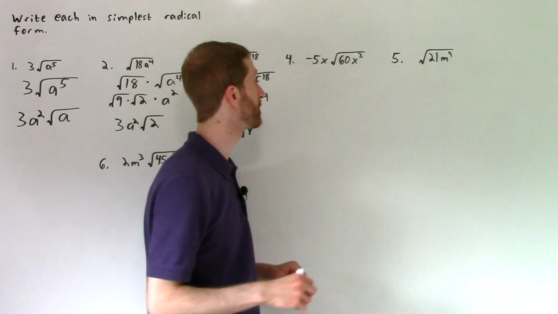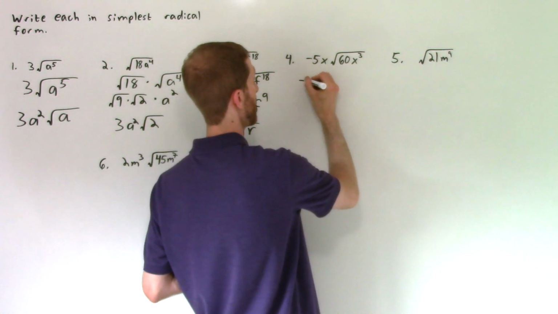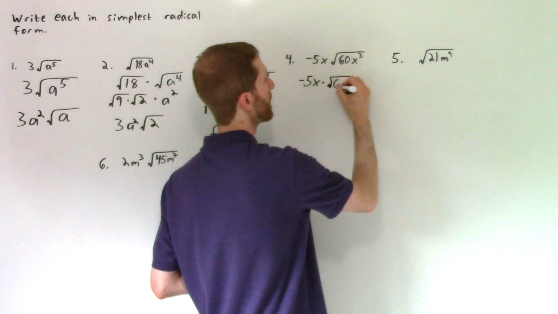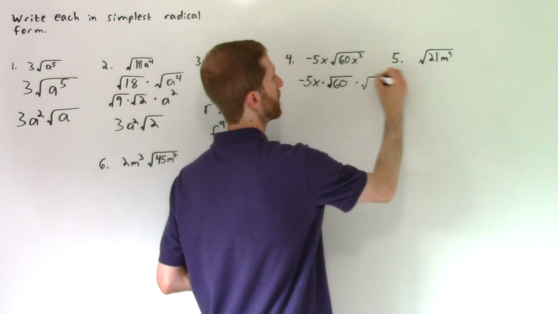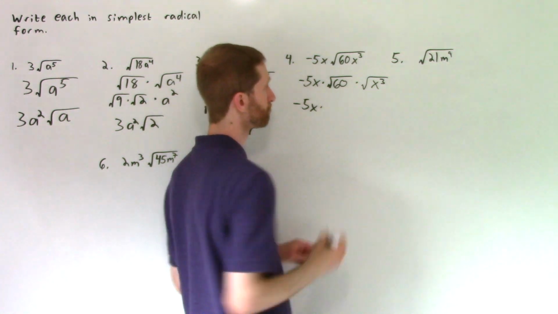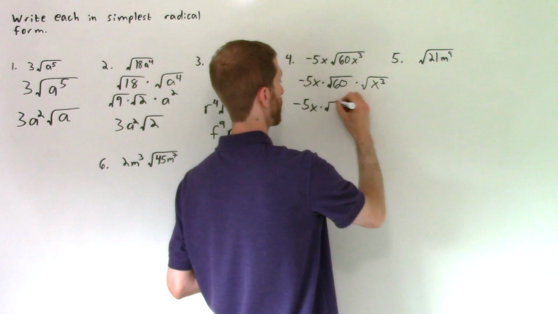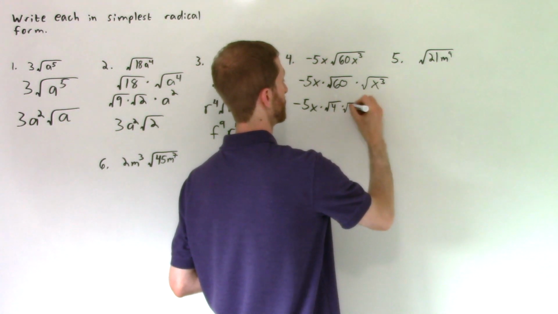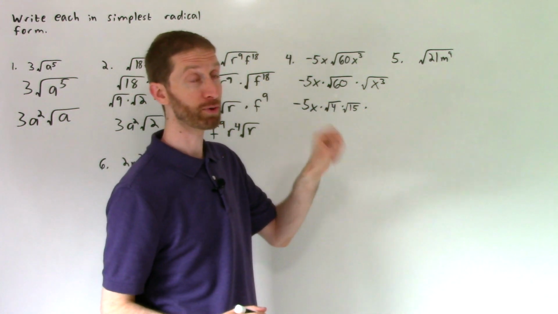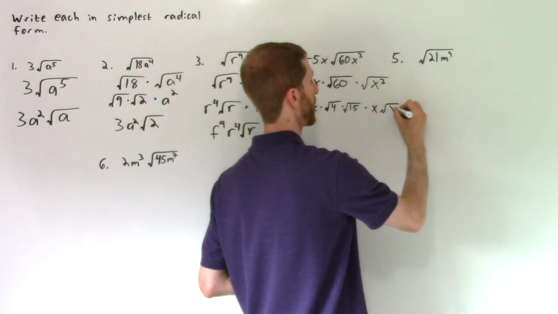All right, we'll keep going on to number 4. Piece by piece. That's how we do this. Negative 5x is already on the outside. We'll leave it out there. So that's negative 5x, just chilling, times, and I'm going to separate this at least mentally, the square root of 60 times the square root of x cubed. The largest perfect square that goes into 60 is 4. So that's going to be the square root of 4 times the square root of 15 times, the power is 3, so we divide that by 2. 2 goes into 3 once with 1 x term remaining.